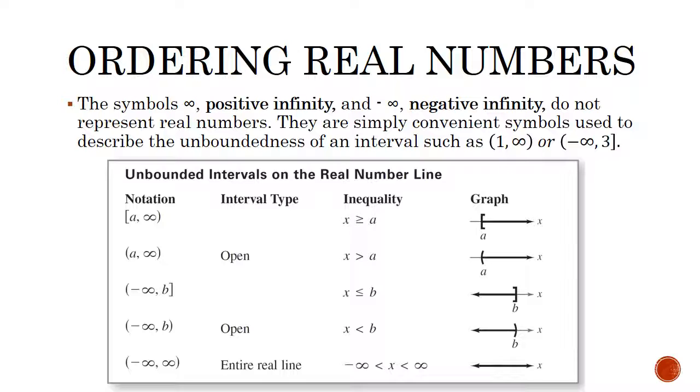The inequality for this would be X is greater than or equal to A, and you see the symbol there. We have a starting point at A, and then the line goes to the right forever. The second one, A to infinity, both parentheses there. That just tells us that X is greater than A. There is no equal.